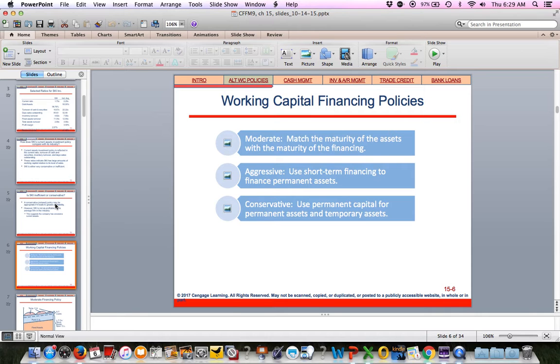Aggressive means that you would use short-term financing to finance permanent assets, assets that will last longer than a short term. And conservative means use permanent capital for permanent assets and temporary assets. So three different looks, three different perspectives on how we can do that. And I should mention that they do a good job on page 531 of giving you a little more detail about that and what the ramifications are.